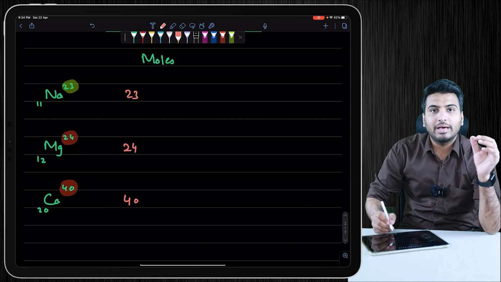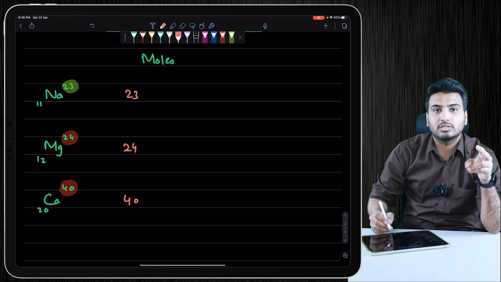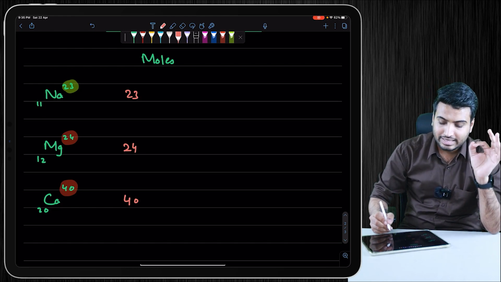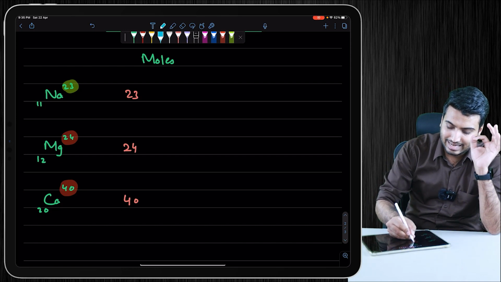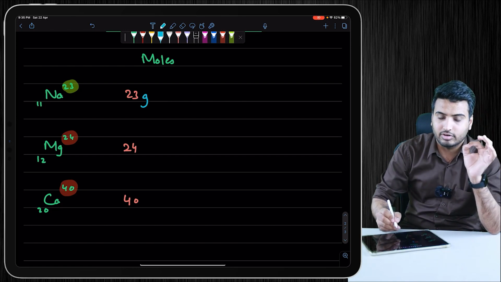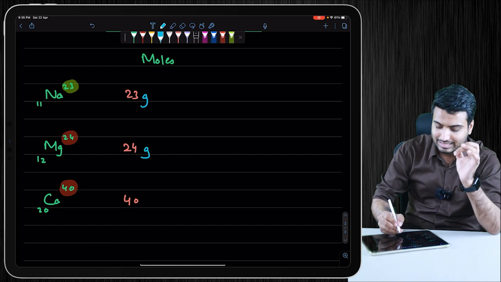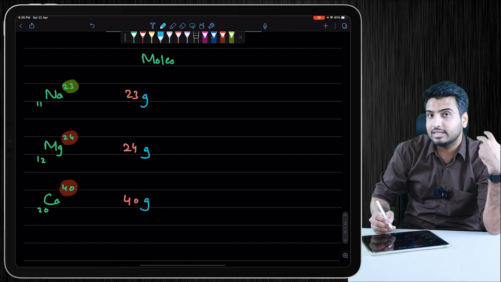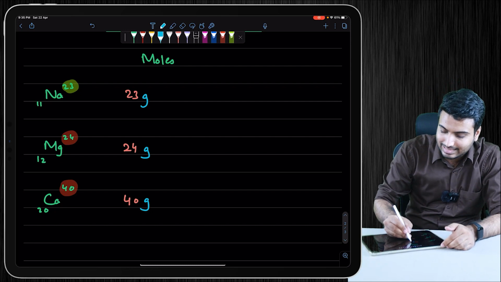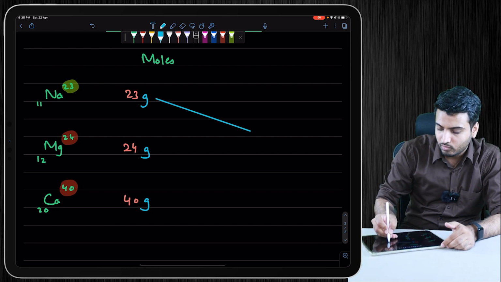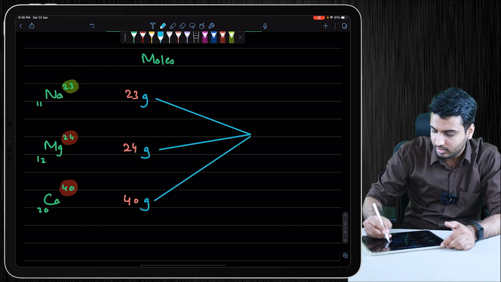Alright, so atomic mass of sodium is 23, atomic mass of magnesium is 24, and atomic mass of calcium is 40. So for example, if I write g after the atomic masses of sodium, magnesium or calcium, or whatever atom we have, so if this mass is expressed in grams, it is equal to 1 mole.